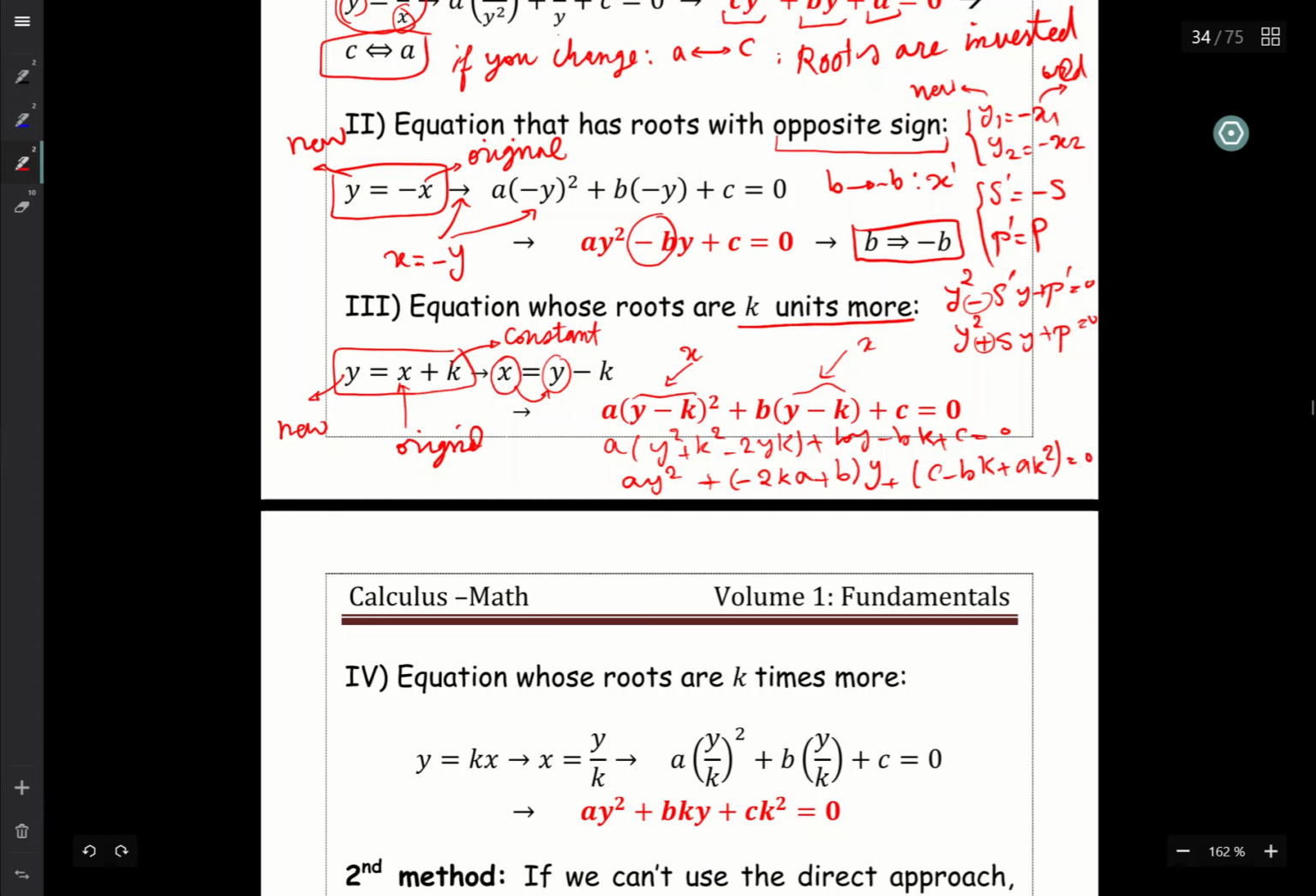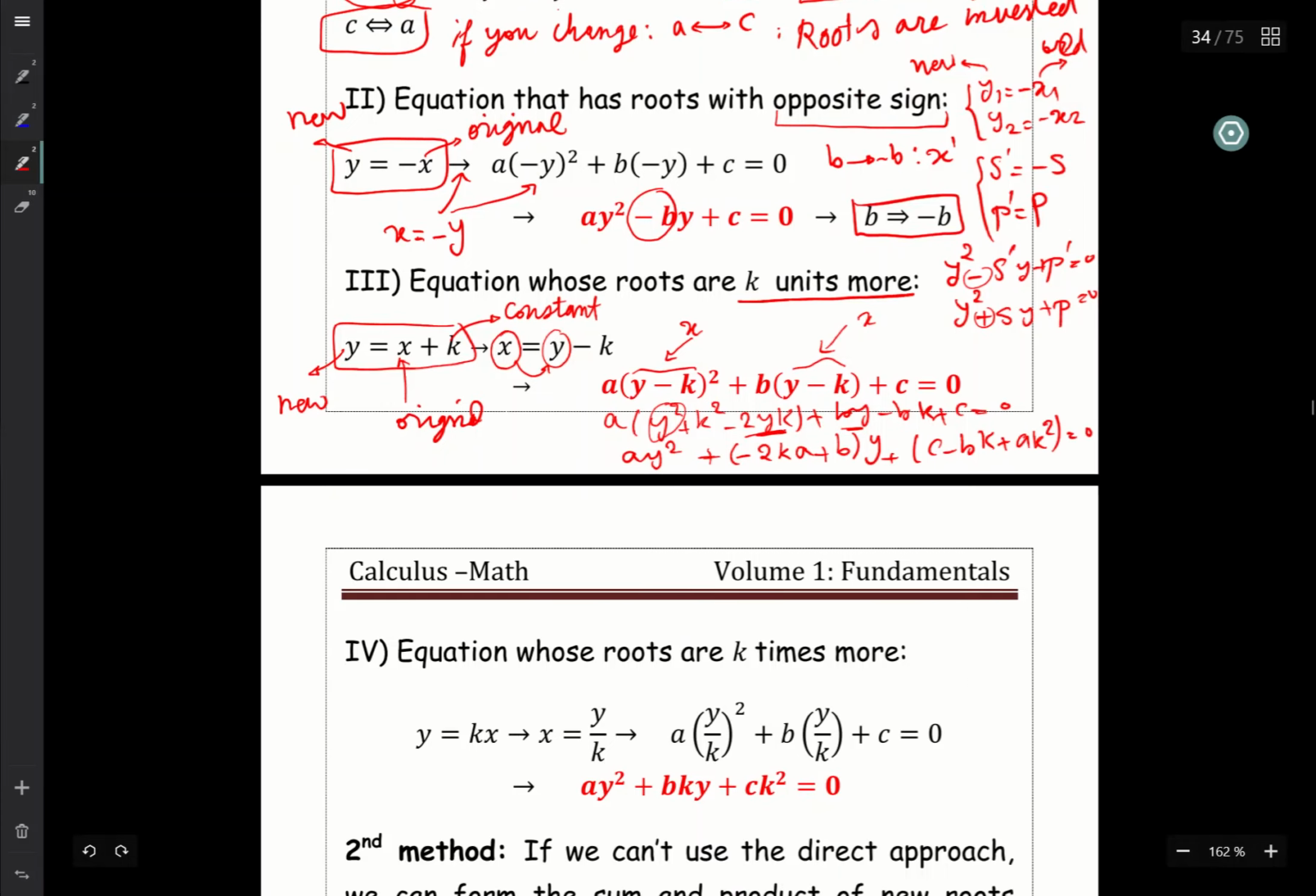Something like that. So y squared has one term, y has two terms, and the rest are constants, c minus bk plus ak squared. Otherwise, you don't need to remember this. You just have to remember the method, how we actually obtain this equation, right? It's very important for you to know that.